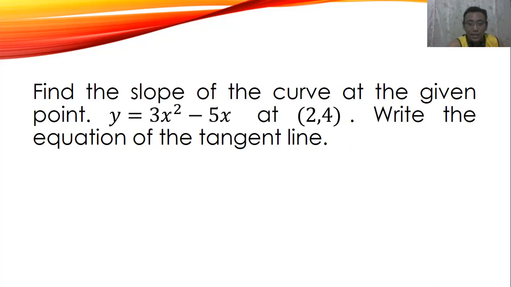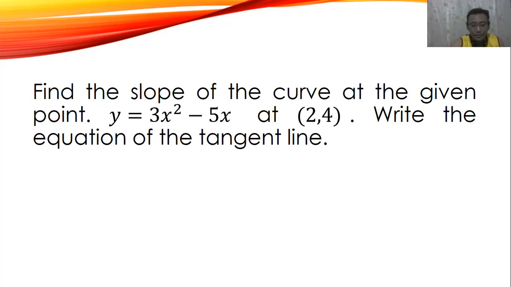So let's have some examples. Example number 1, find the slope of the curve at the given point where y is equal to 3x squared minus 5x at (2, 4), and then we have to write the equation of the tangent line. So the first thing we have to solve is the slope of the curved line at the given point. So, yung given point na yan, dinadaanan yan ng tangent line.